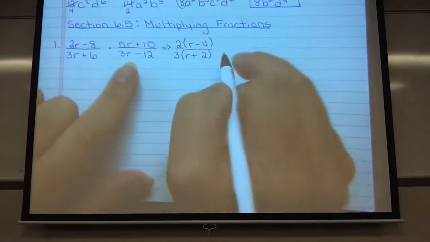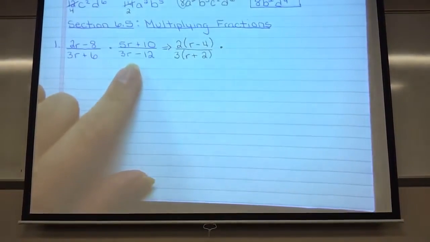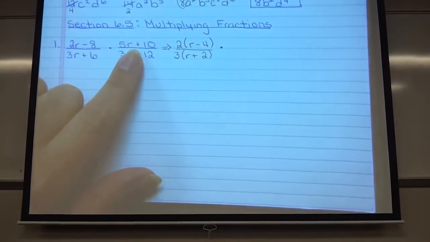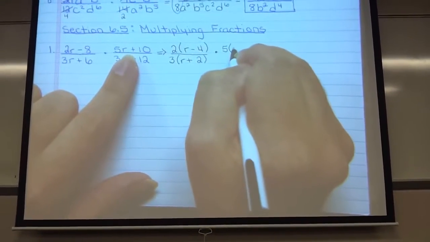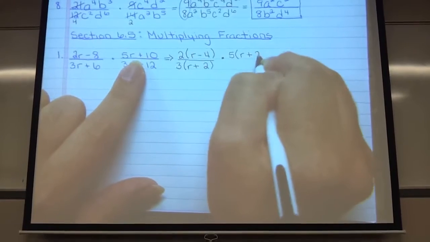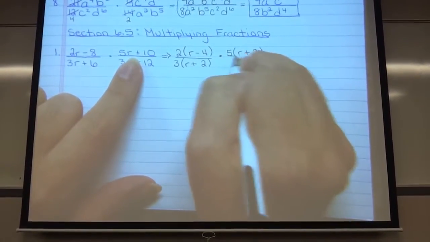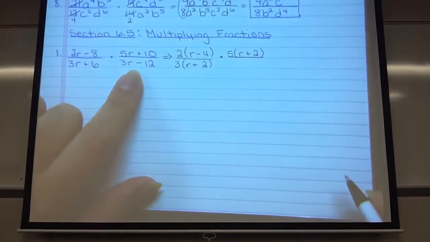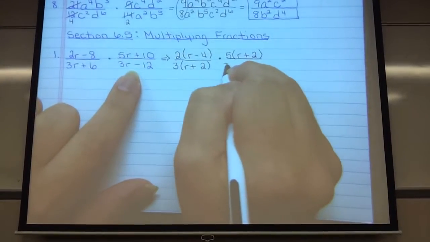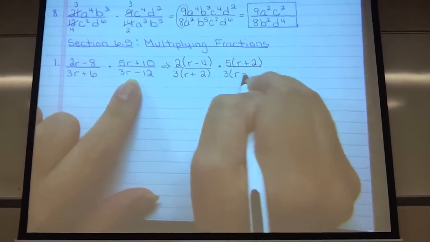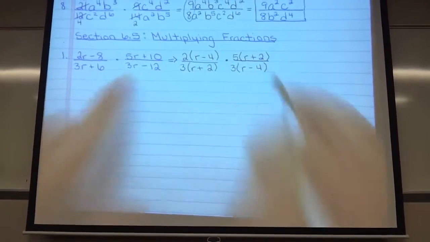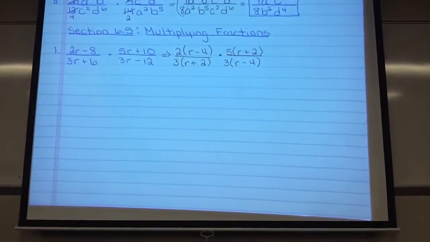Now we got to go to the third part. What could we factor out of this top? 5. 5 times r plus 2, good. All over, what could you factor out of the bottom? 3. 3r minus 12, you're left with r minus 4. So you have to factor every single piece.